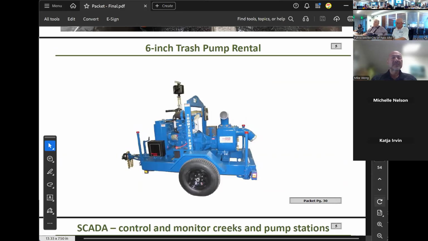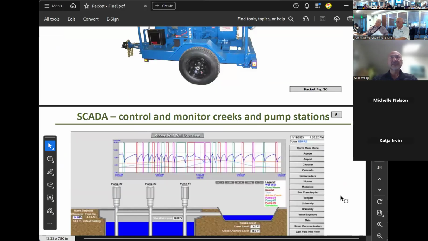So this is another piece of equipment that we rent every year. This trash pump here is another piece of equipment that we use to actually pump the water down in the pump stations to get the water low enough so we can get access to clean out the debris and do our maintenance. Next slide.